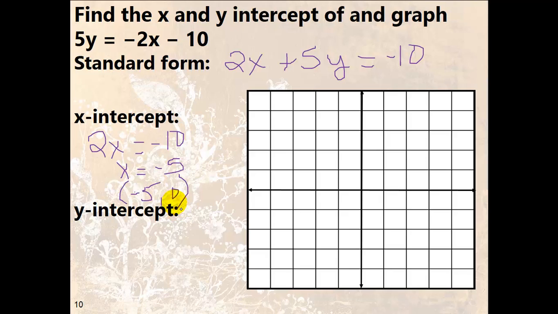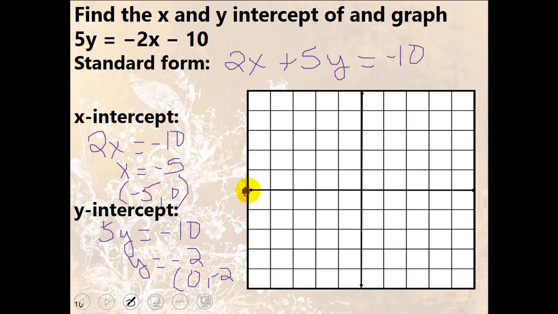My y-intercept is 5y equals negative 10, y equals negative 2. That is the point 0, negative 2. So I'm at negative 5, 0. And 0, negative 2. And I connect the, well, I missed by a long shot there, didn't I? And there's my line, just like that.